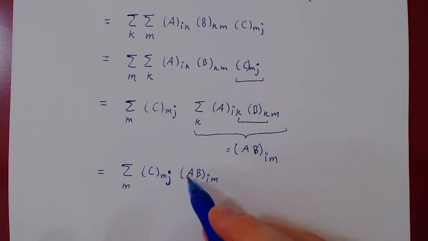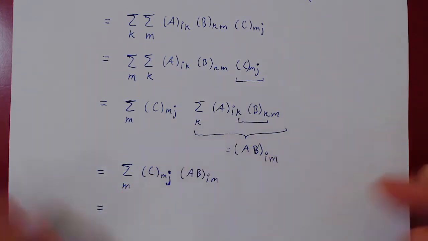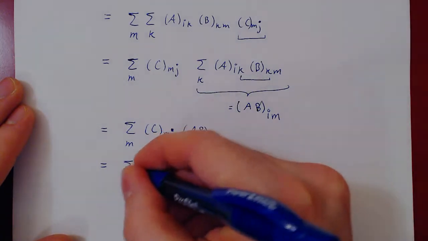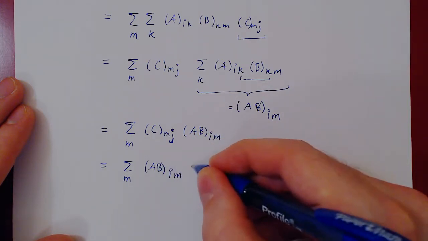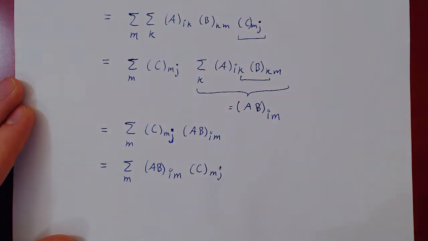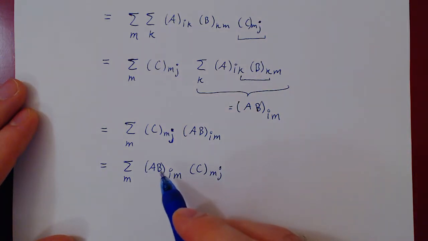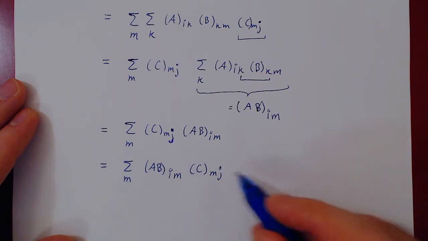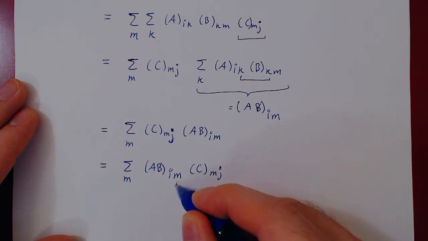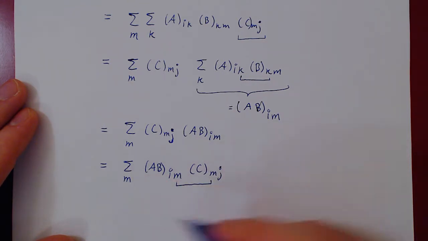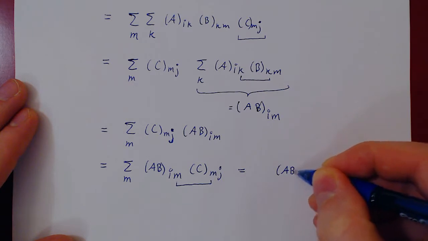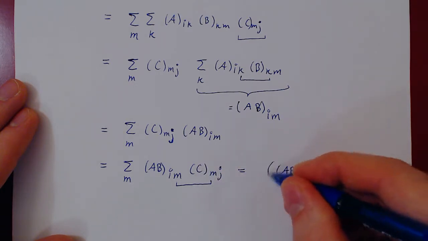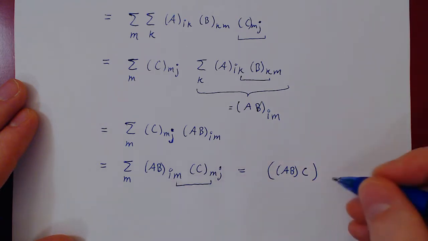But cmj is a real number, (AB)im is a real number, and so we can change the order of the product. We'll have the summation over m of (AB)im cmj. And once again, this should look familiar. We are taking the entries in the ith row of matrix AB and the jth column of matrix C. We are multiplying corresponding entries and once again adding them up. This is by definition the entry in matrix AB times matrix C found in the ith row jth column.